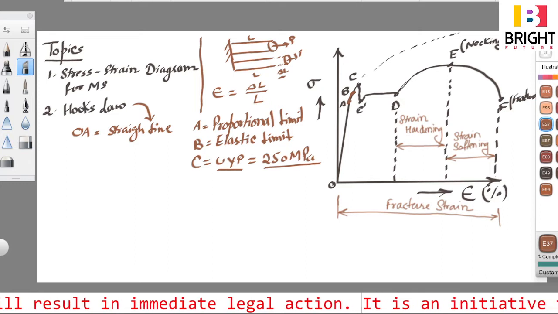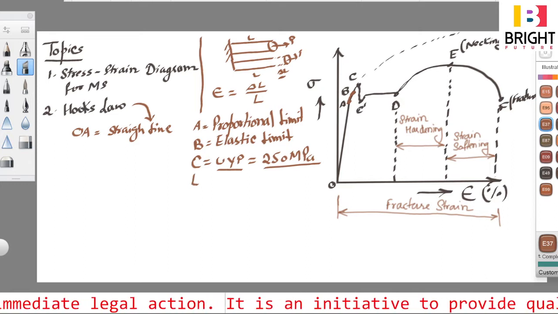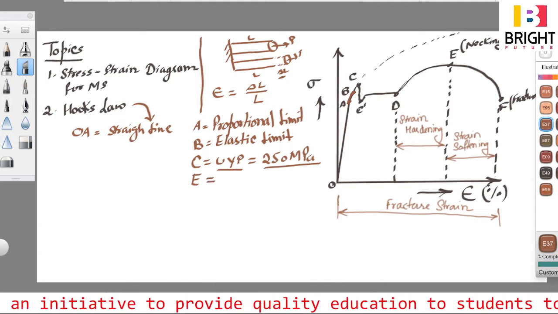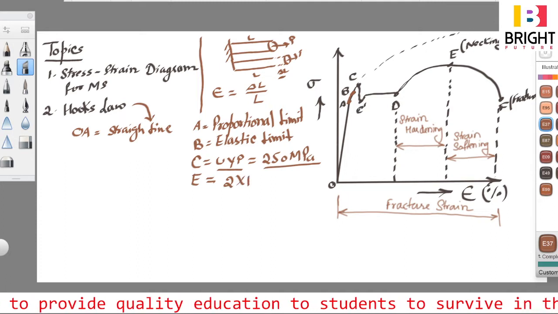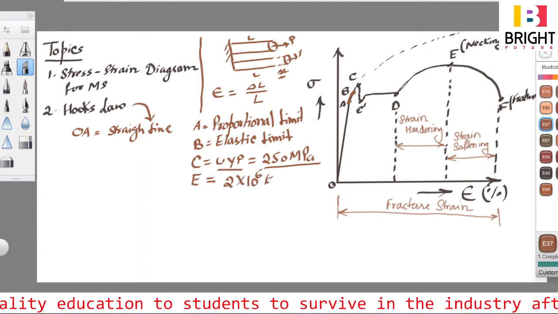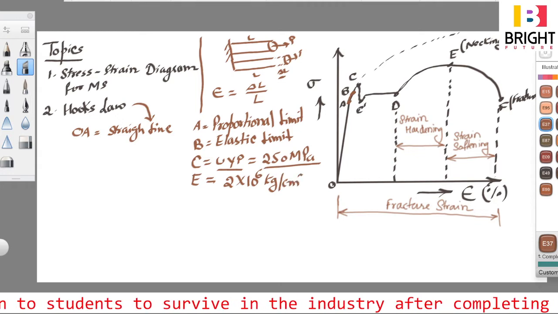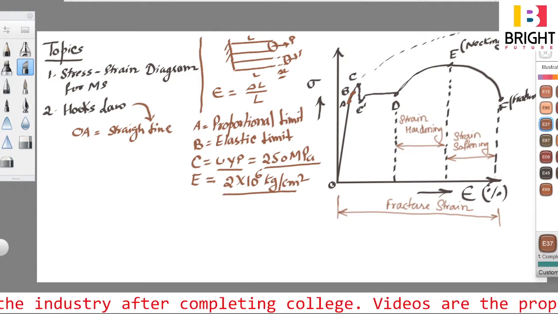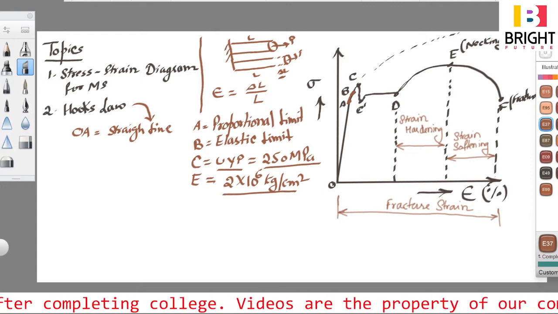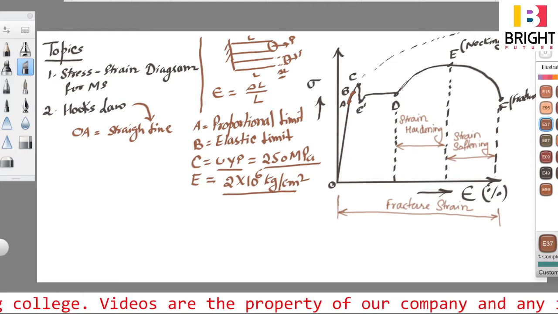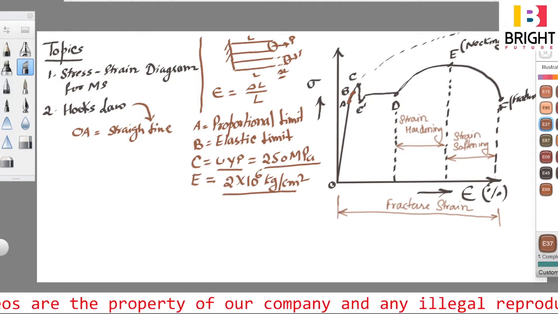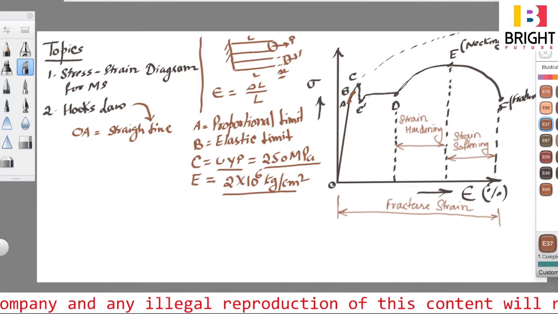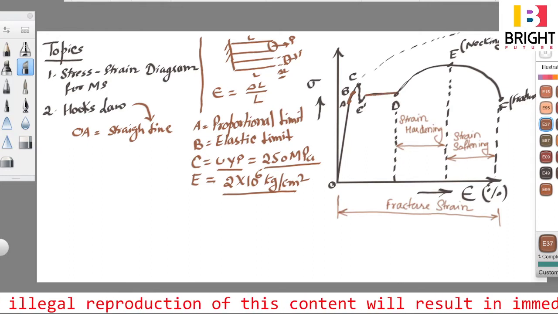And E for steel. E is the Young's modulus. We will discuss it when I explain Hooke's law. For steel, E is 2 into 10 raised to power 6 kg per centimeter square, right? This is the E for mild steel. In most numericals you will find this value, until and unless some other grade of mild steel is given. So this is the upper yield point, this is the lower yield point, and from C dash to D, this particular line is known as the yield plateau.